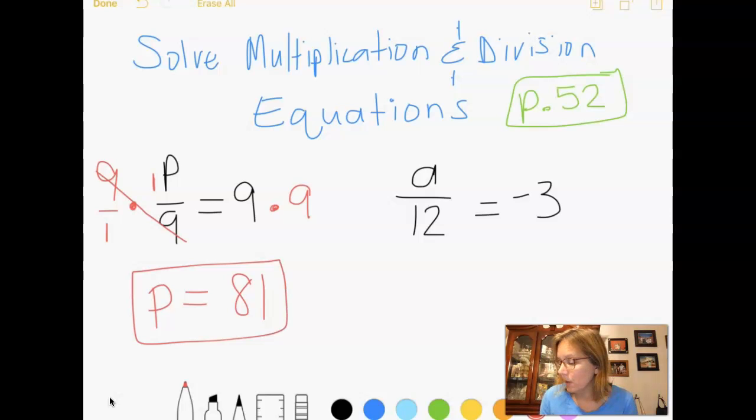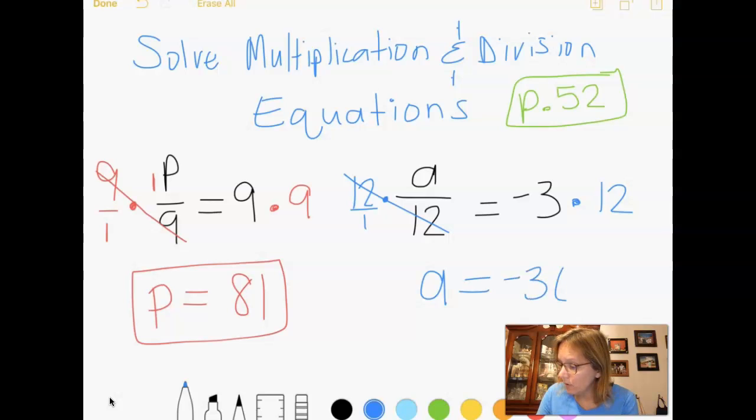Okay, let's do the next one. So I see a over 12. I see a fraction. I see division. So I'm going to do the opposite. Opposite of division is multiplication. So remember, these two guys are going to cancel each other out because I'm multiplying fractions here. This is like 12 over 1 times 1 over 12, which equals 1. So I'm just left with a. And then I have a negative 3 times 12, which is going to equal negative 36.